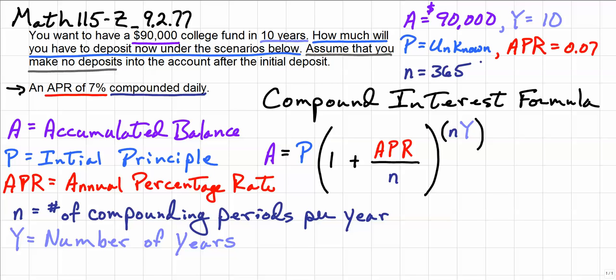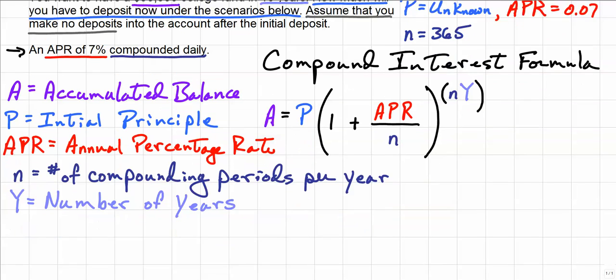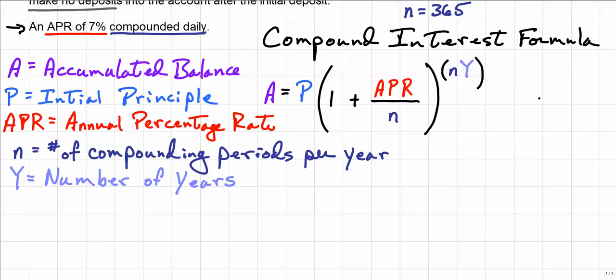Now, when I look at this, I see that the one thing that I'm missing is P. So when I look at my initial formula, I need to solve this for P. The easiest way to solve this for P would be to simply divide by this right here on both sides of the equation, which means I will end up with the following.